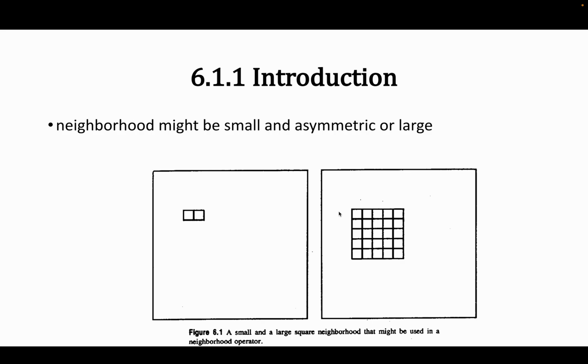A neighborhood might be small, like this one, and asymmetric. This is not symmetric, right? So that it only contains one nearest neighbor. This is possible, and it can also be large, so that it contains an m times n neighborhood centered around the given position. But these two cases will be out of our concern in this chapter.